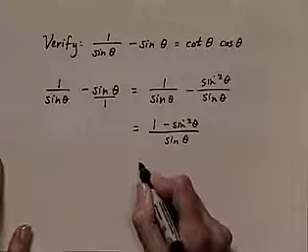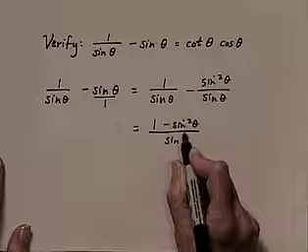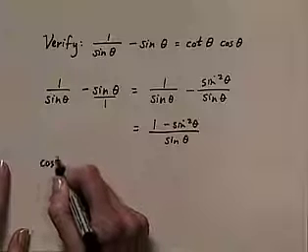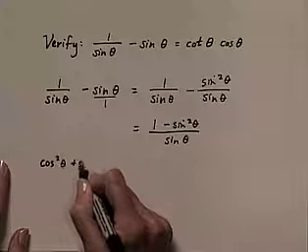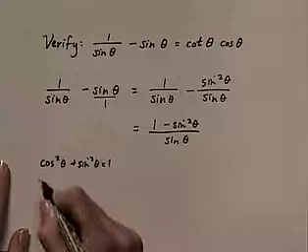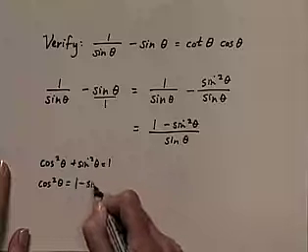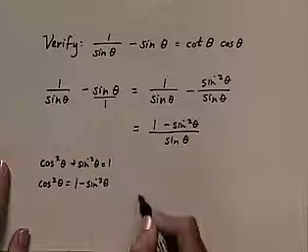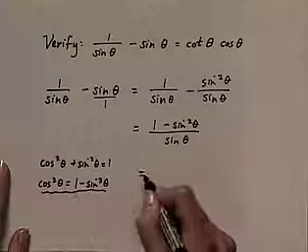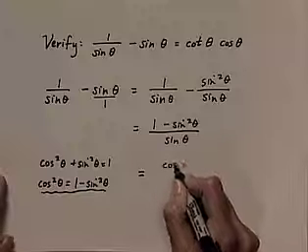Next, what I can do is look at the numerator in terms of Pythagorean identities. Recall that we know that cosine squared theta plus sine squared theta equals 1. So cosine squared theta is equivalent to 1 minus sine squared theta. Let's substitute into our numerator, replacing 1 minus sine squared theta by cosine squared theta.